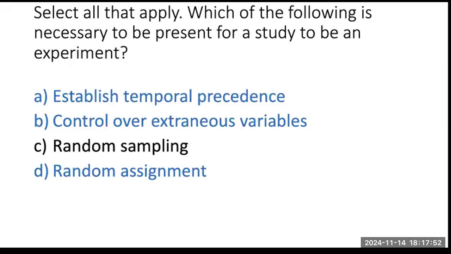It is everything except random sampling. So you have to establish temporal precedence, you need to control extraneous variables, and you need to have random assignment in order for it to be considered an experiment. If even just one of these is missing, it is no longer an experiment. The closest it could be is a quasi-experiment.